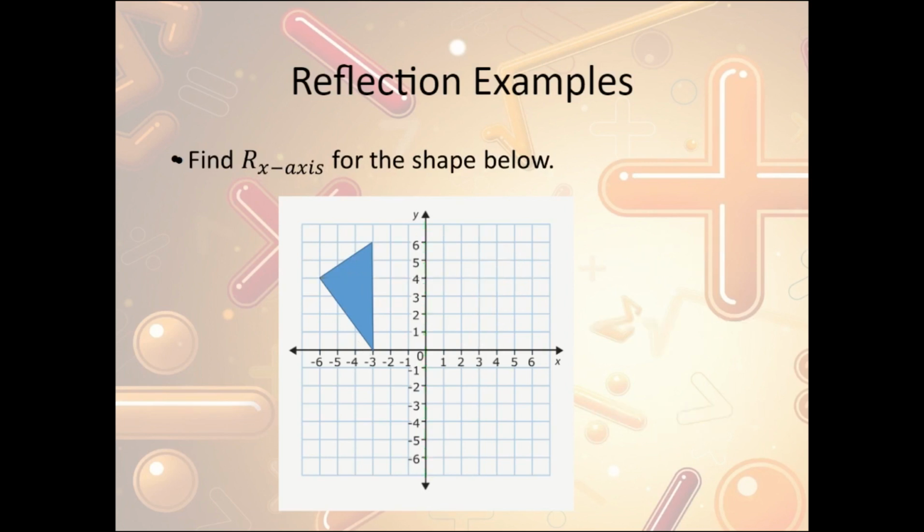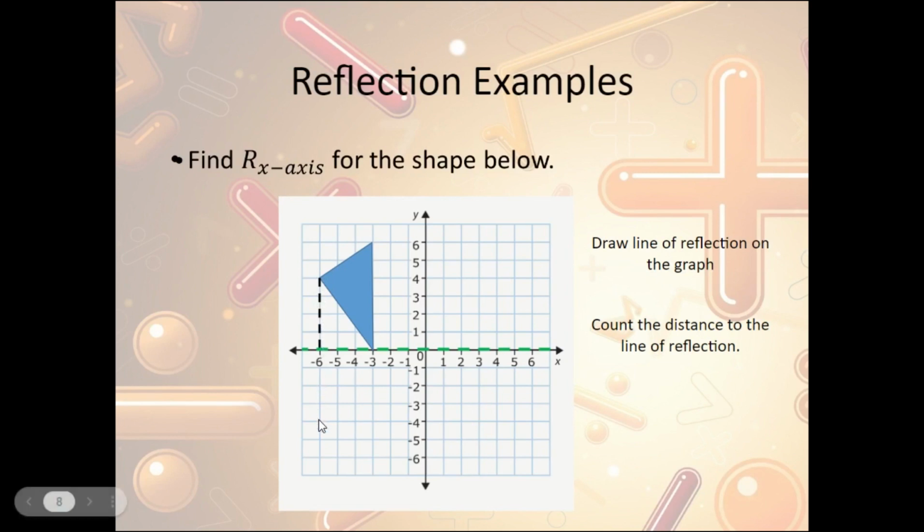Now we're reflecting over the x-axis. So here's our x-axis, so we draw it in. Then we count the distance. So here we are 1, 2, 3, 4 away. So we go 1, 2, 3, 4 away and copy that over here. Then we look at this one. This one is 0 away. So it's going to be 0 away on the other side, so we just leave the point there. Then this one is 1, 2, 3, 4, 5, 6 away.